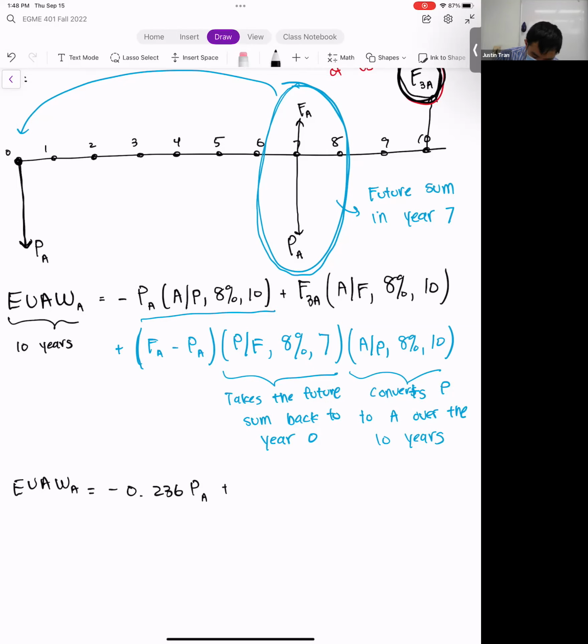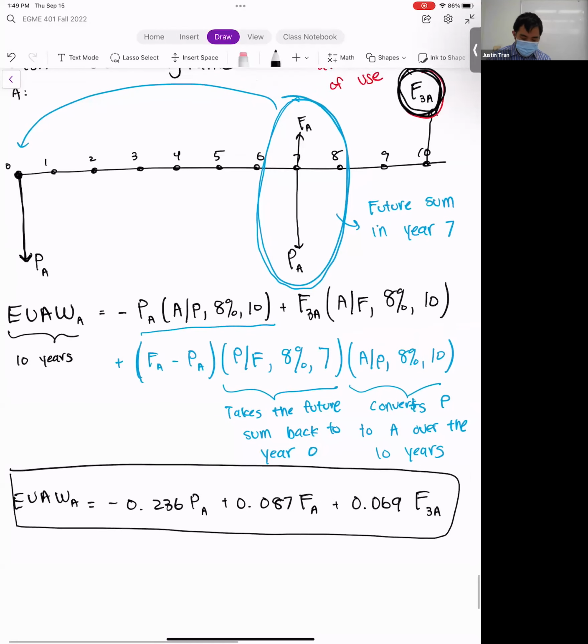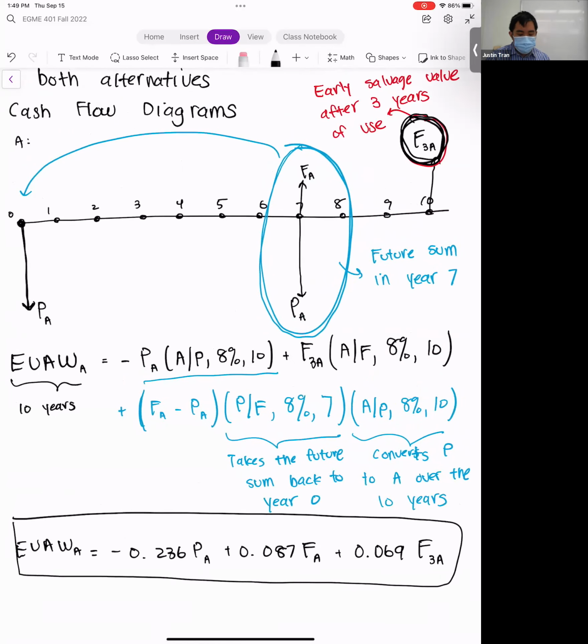Then we have plus 0.087 F sub A plus 0.069 F3A. Once you know the values of the initial costs, the salvage value, and the early salvage value, you just plug it into this equation and you get your answer. All right. Any questions on that?